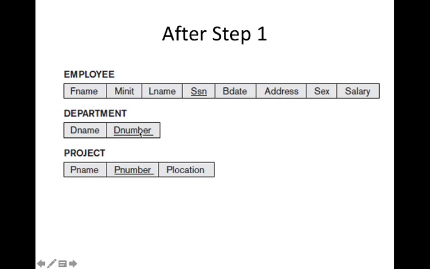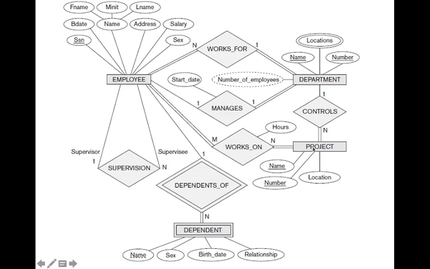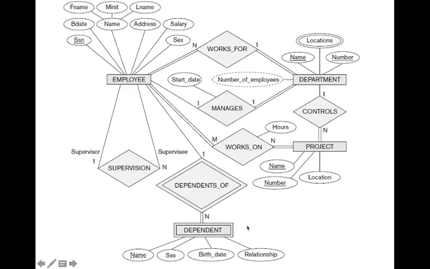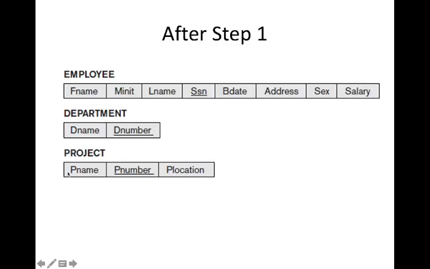Then the third strong entity is project. It has three attributes: name, number, and location. Here name and number are both key attributes. You can take any one and keep it as the key attribute. So here we have project, P name, P number, and P location, and we have taken P number as the key attribute. You can change the name also: here it is name and number, and we have changed it to P name and P number. So we can change the attribute names.